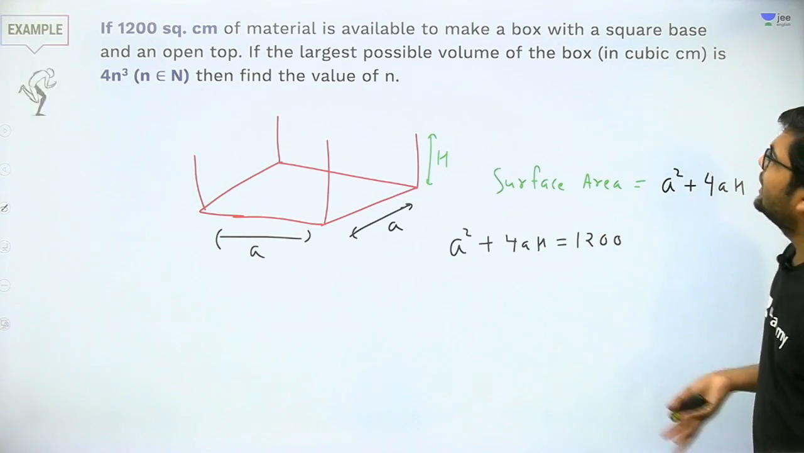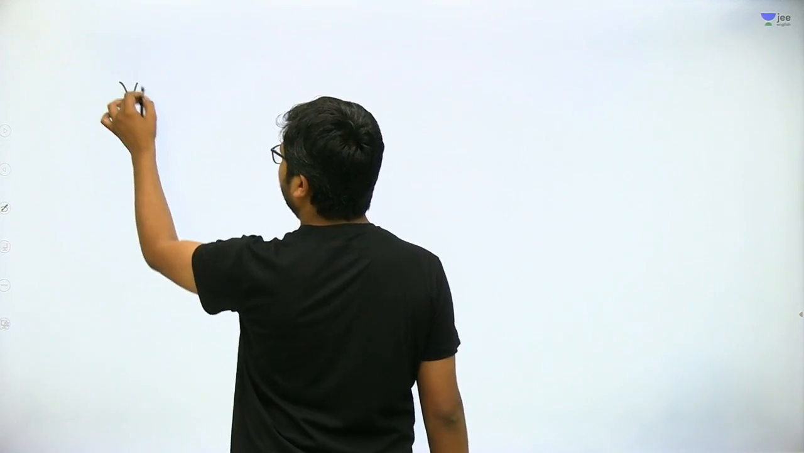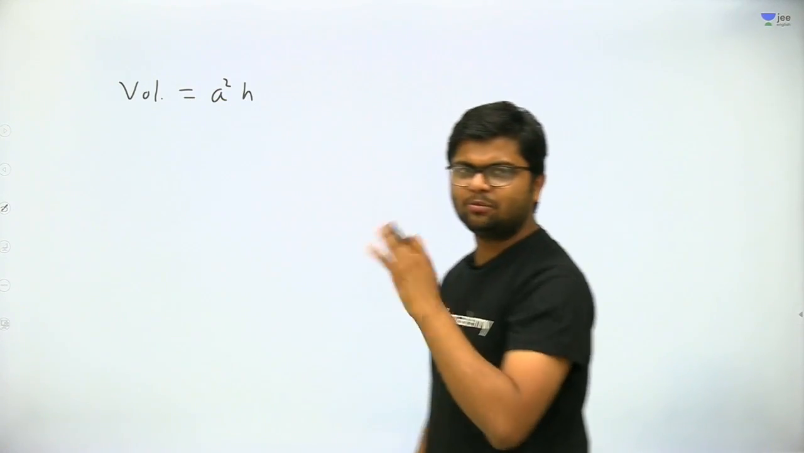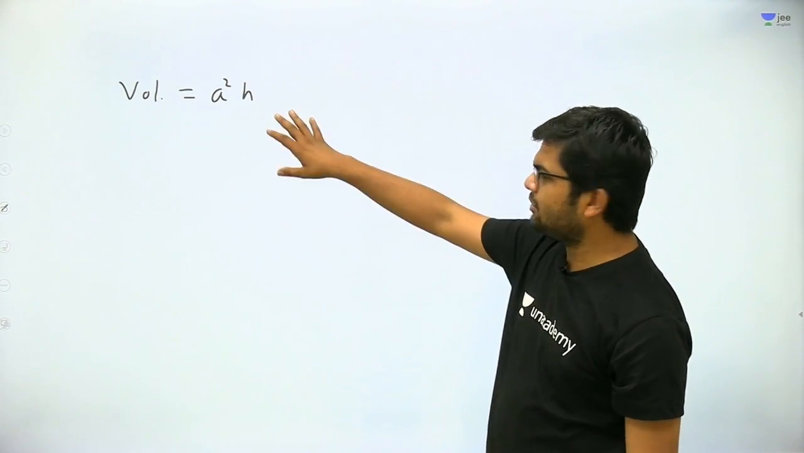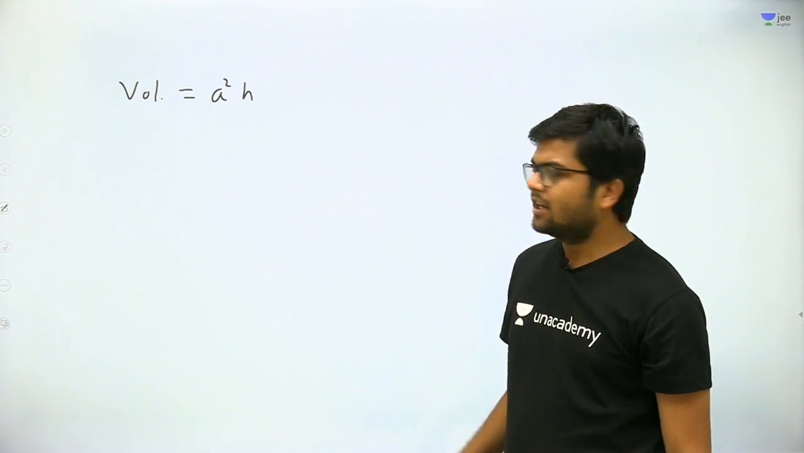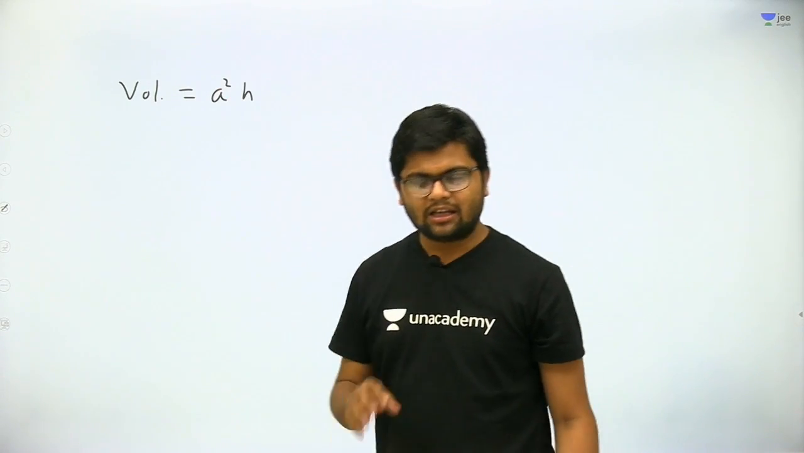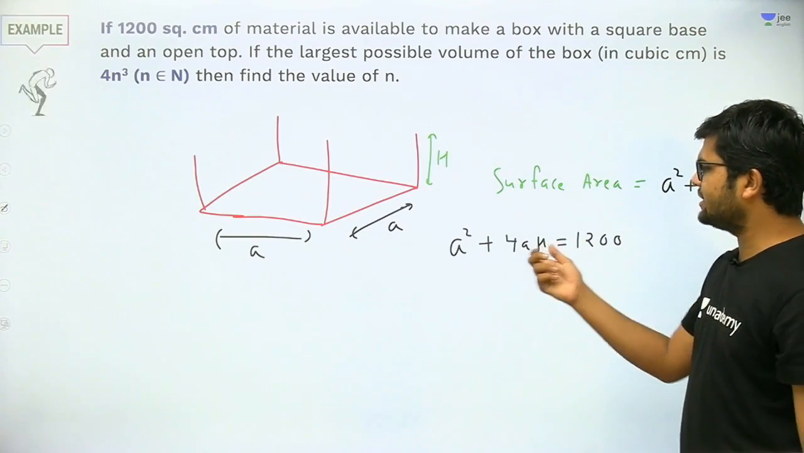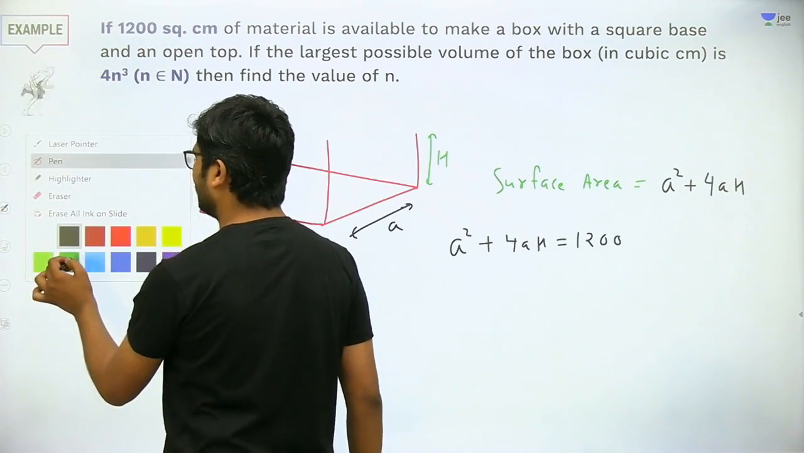Now what we need to do is find the maximum possible volume. So let's write the function of volume. Volume is length into breadth into height, or area of base into height. You can use any formula. Now we need to maximize this expression. For maximization or minimization, we should convert this expression into one variable, either a or h, as you wish. As I can clearly see, the value of h can be easily found, so I am substituting the value of h in terms of a.